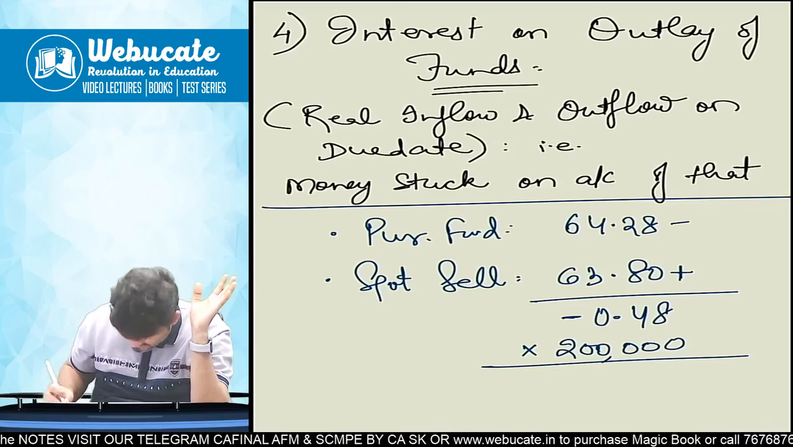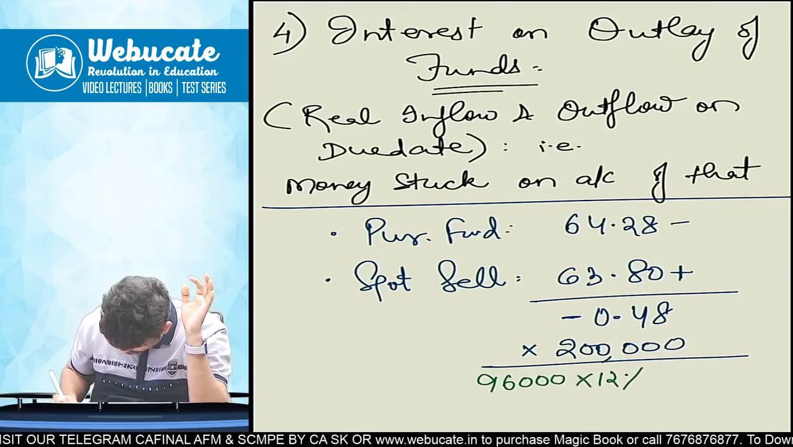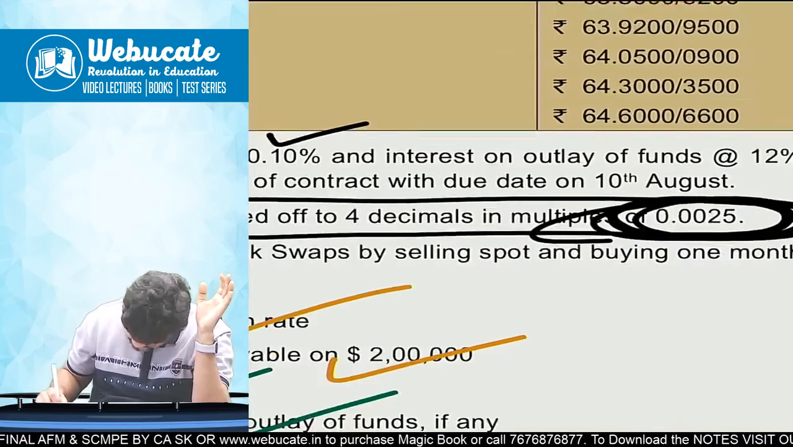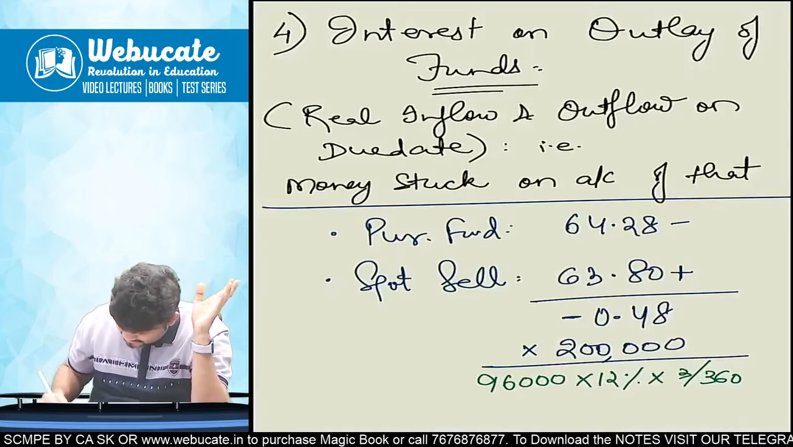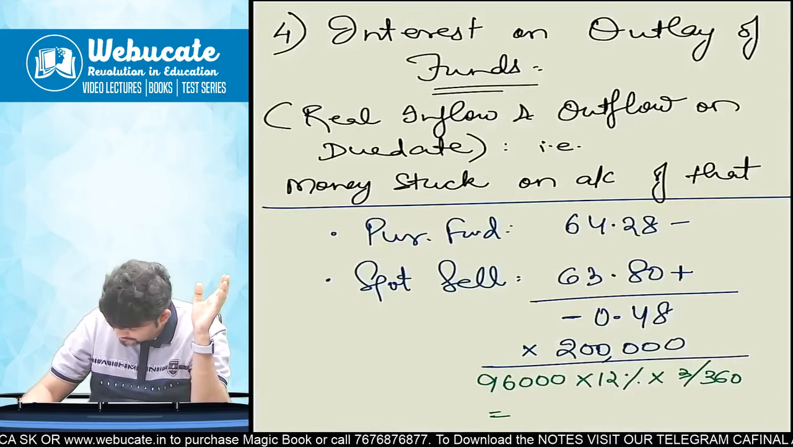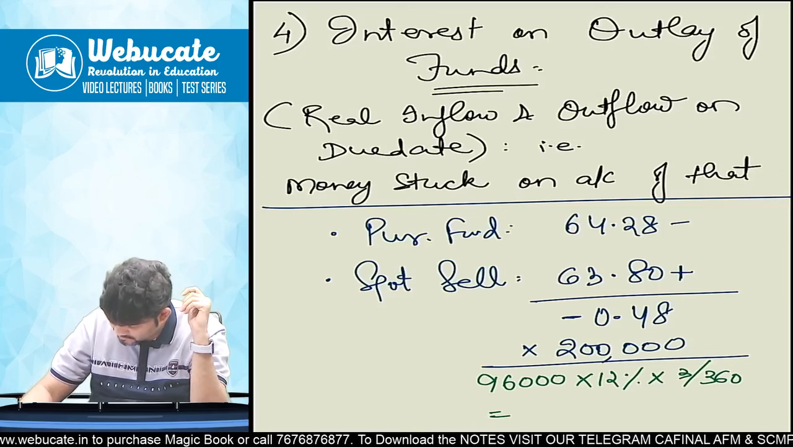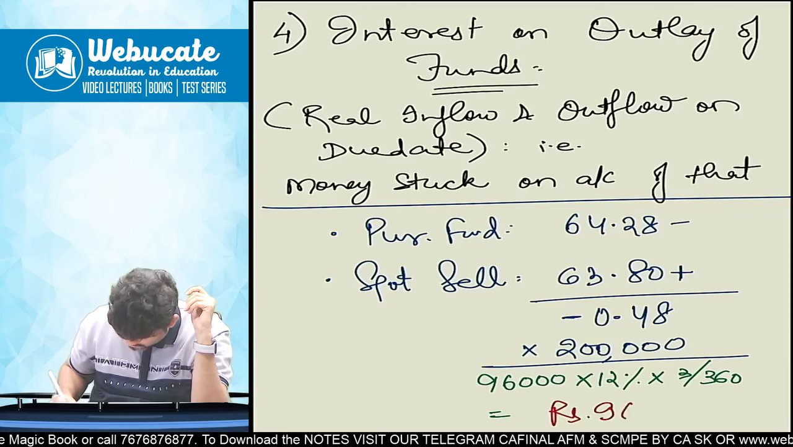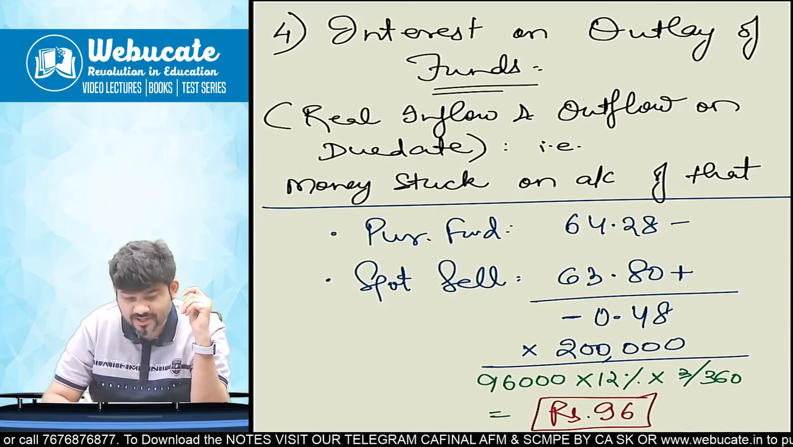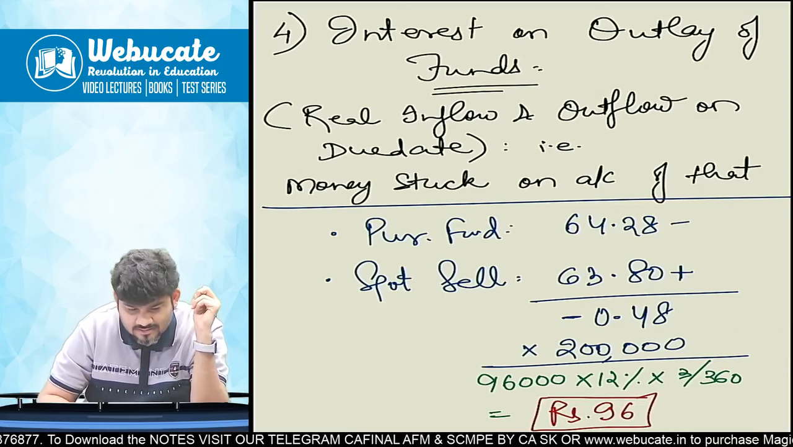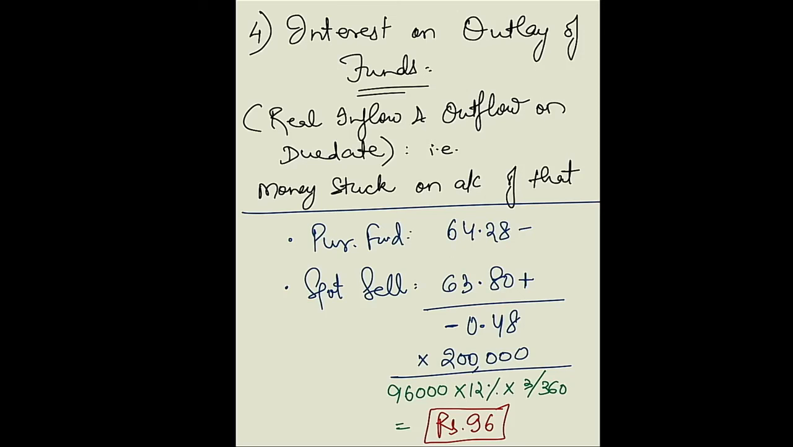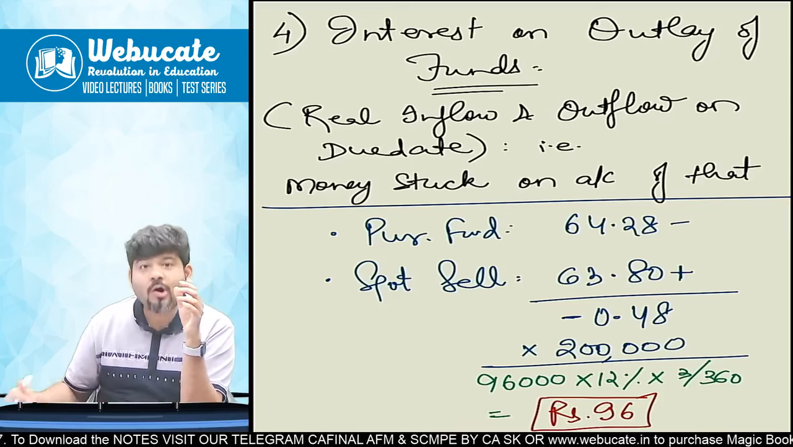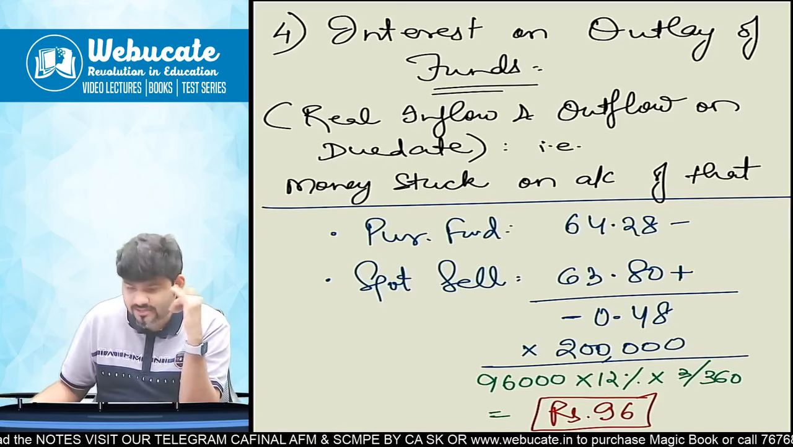₹96,000, but for 3 days. 12% is the rate, 3 by 360 days, whatever. They have not said 360 or 365, you can take either. So this is how much? Yes, it is rupees 96. So 96 will be my interest on outlay of funds. Okay, I thought it was inlay, but it is actually outlay.